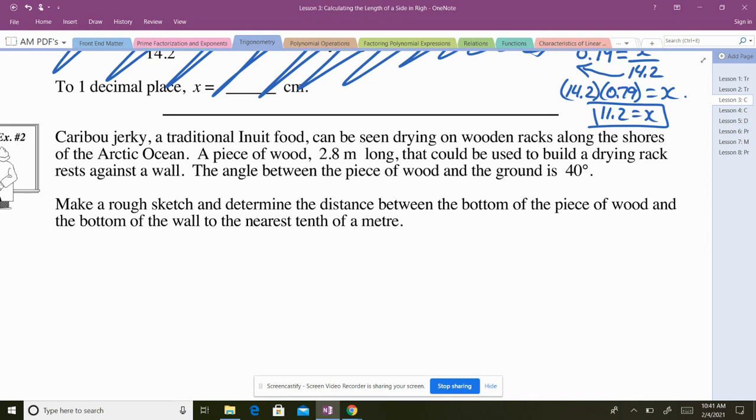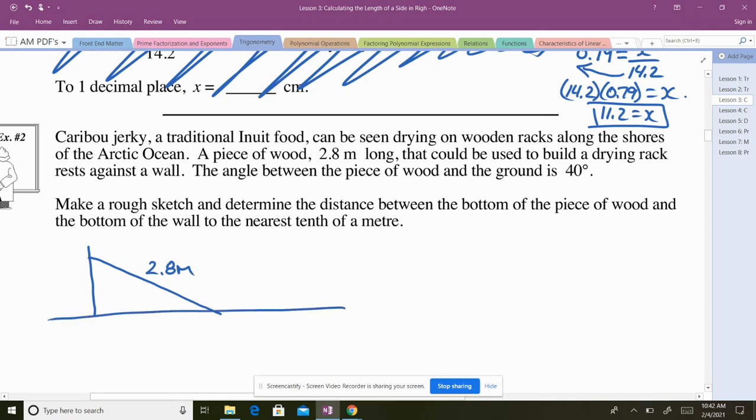Okay, we're in the trig unit. What shapes do we deal with in the trig unit? Triangle. We're trying to make a triangle here. So we have a piece of wood that is 2.8 meters long, leaning against a wall. Here's my wall. Piece of wood that is 2.8 meters long. And there's the ground. Oh, look at that. We got a triangle. And the angle between the piece of wood and the ground is 40. So that's 40 degrees.